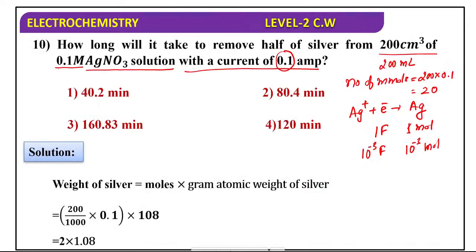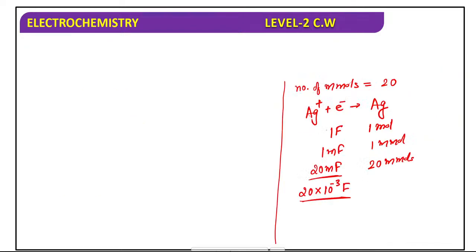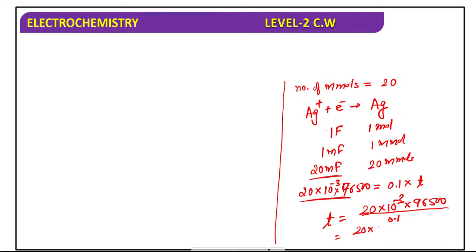Okay, so here the current is 0.1 ampere. So 0.1 into time in seconds, ampere second is coulomb, so into 96500, it is equal to 20 into 10 raised to power minus 3 into 96500 divided by 0.1. So it is 20 into, 0.1 you can remove, so 965.